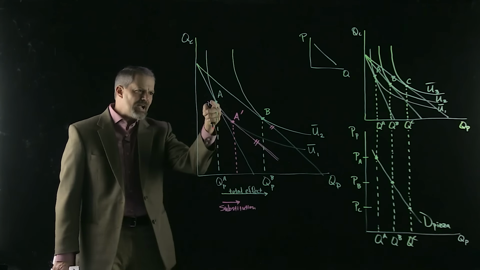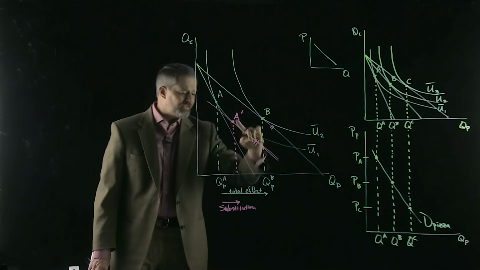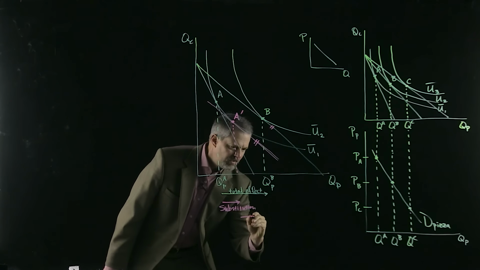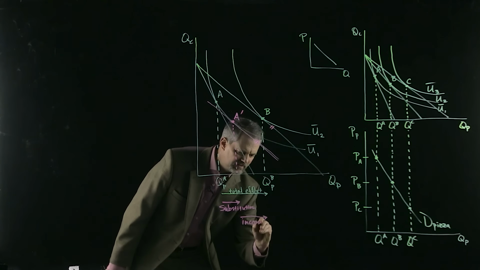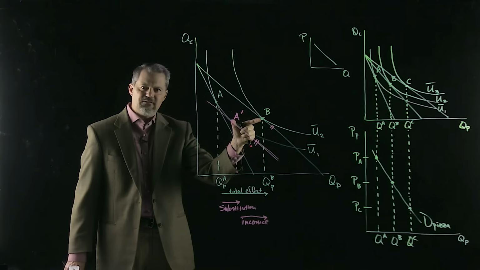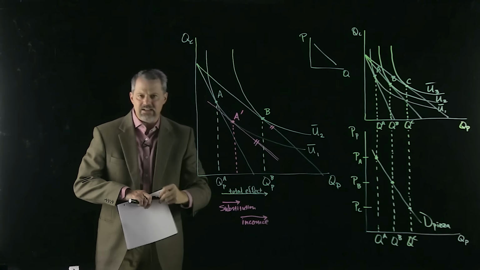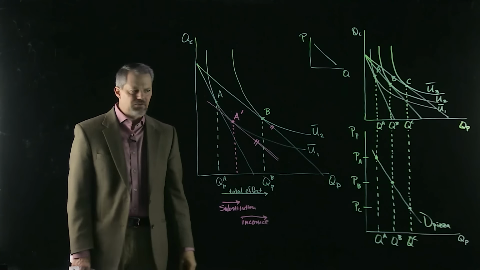We're moving around the indifference curve because the prices have changed. This part, from there out to there, that is your income effect. It's the part that is due to the fact that this decrease in price has given you more purchasing power. You can buy more bundles than before.